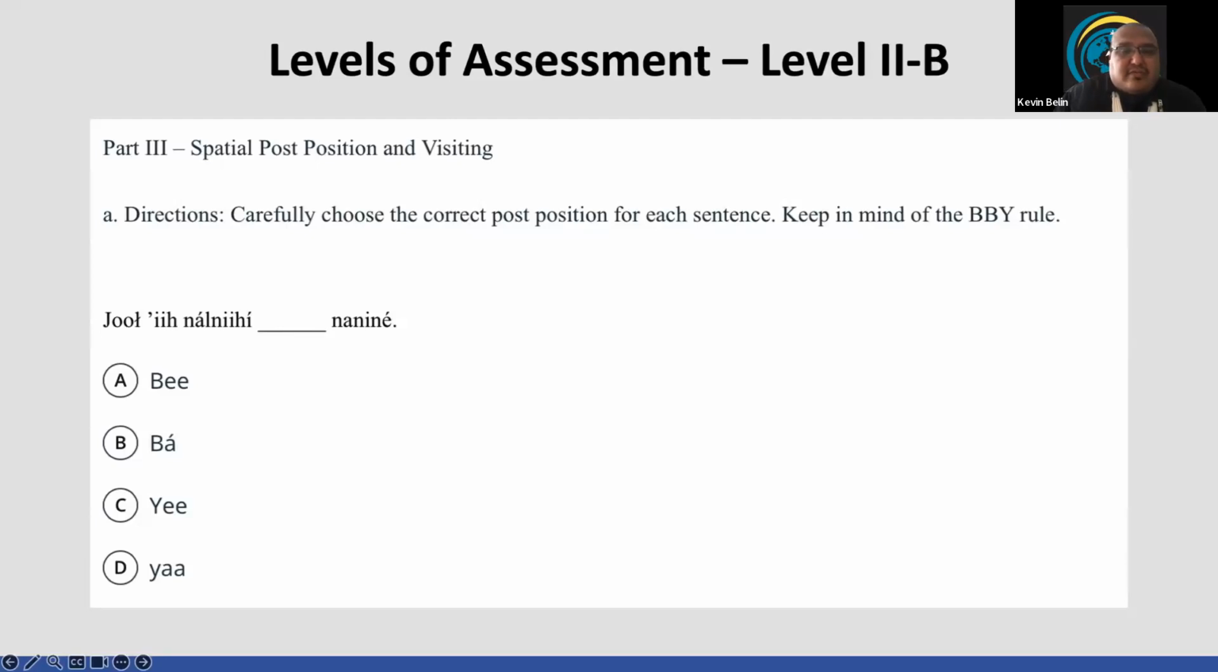Keep in mind the BBY rule. This is one of the nuances that our Navajo Language 1 teacher uses, and students know what this means, BBY. They're looking at the verb nanene and which of these postpositions fits, because we're doing spatial postpositions. Be means with, ba means for, ye means with, ya means for. And so students will start to think through the question and answers. We'll take a pause after this section for your questions.